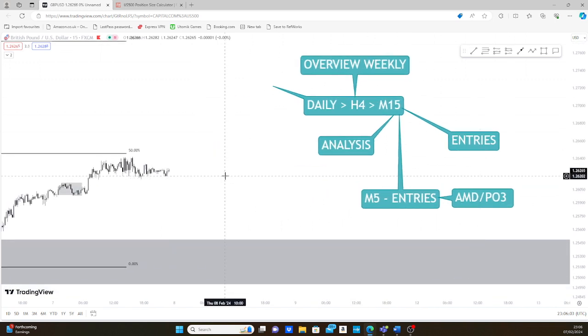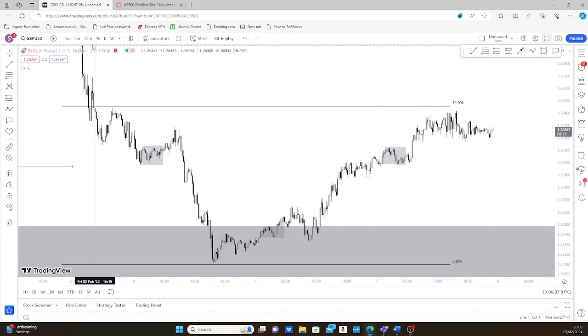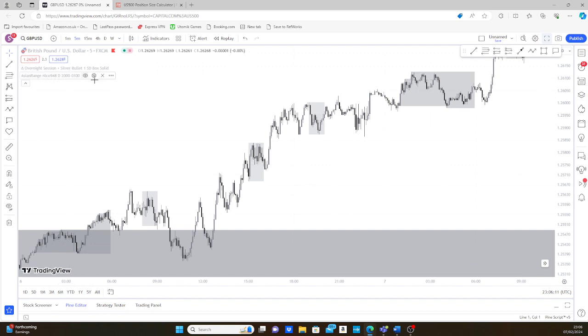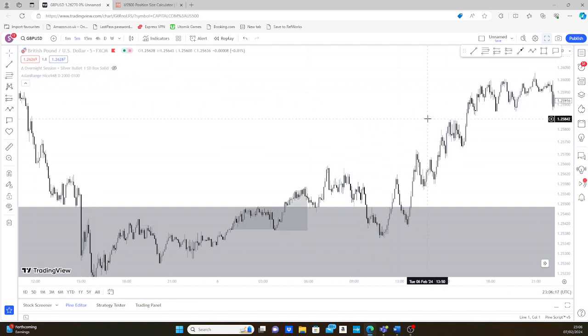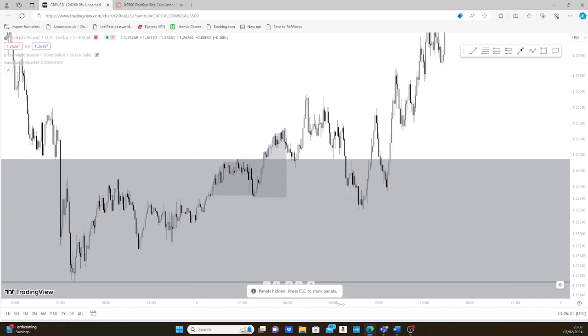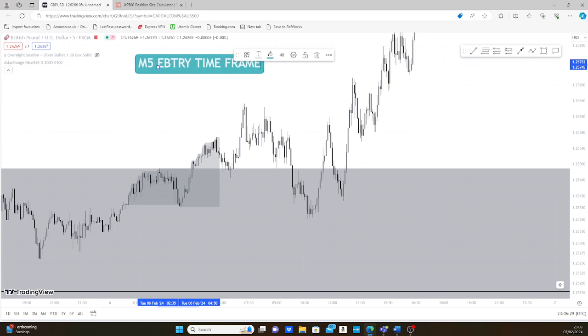So to quickly go over an AMD that occurred not too long ago in GBP USD, I did not take this trade myself, but we had a nice AMD setup over here. I believe it was yesterday or the day before the day of recording. Yes. So we tapped into this 4-hour POI. So this is now the M5 time frame. M5 is the entry time frame, right?